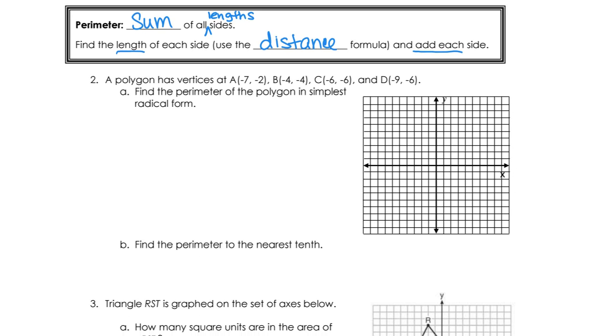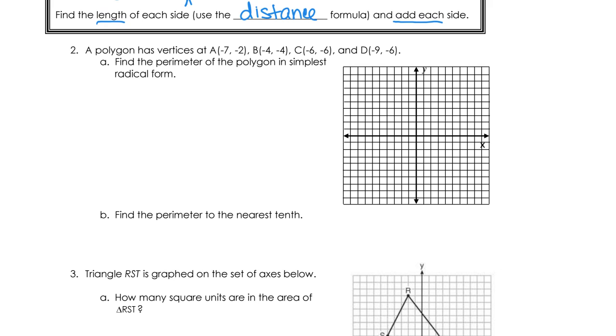So here we go. In number 2, it says that a polygon has vertices at A, B, C, and D, and they want you to find the perimeter of the polygon in simplest radical form. So we have to go ahead and graph it. A is at -7, -2. B is at -4, -4. C is at -6, -6. And D is at -9, -6.